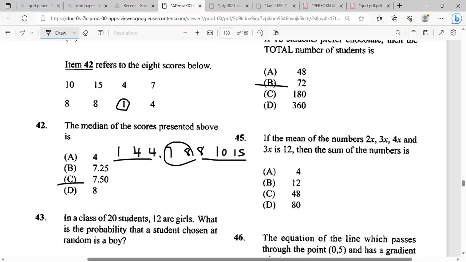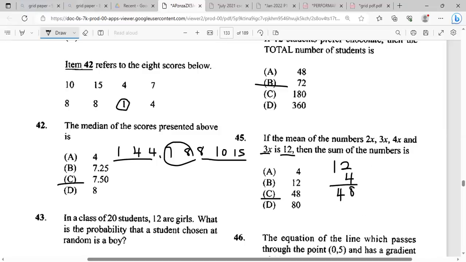All right. 45, the mean of the numbers 2x, 3x, and 4x is 12. Then the sum of the numbers is, we actually now have to work out nothing at all, except that there are 4 numbers. So we know that it has to be 12 times 4, because only 48 divided by 4 can give 12. So it has to be 48.